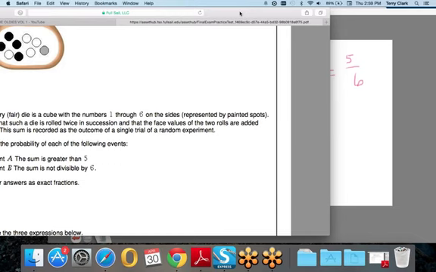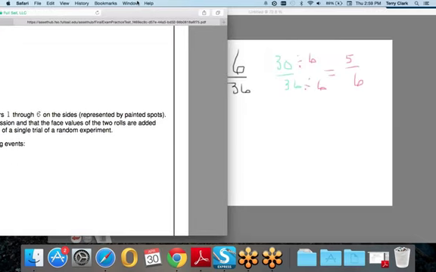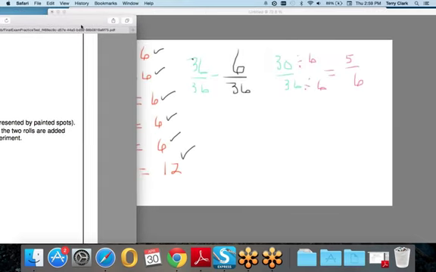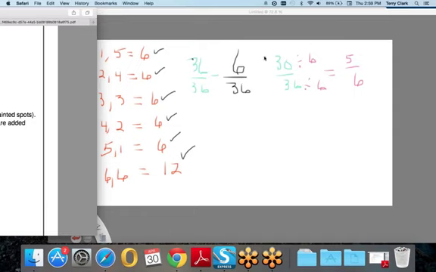Okay. Does anyone have any questions about this one? Let me move this out of the way so we can see the whole thing. Okay, any questions on the probability here?